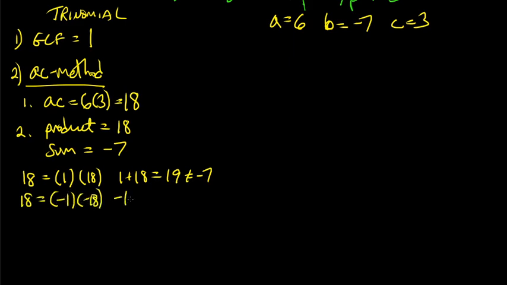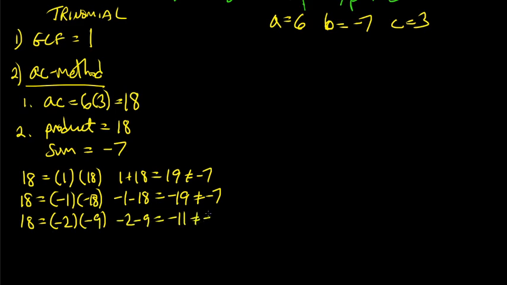Now when you add them, negative 1 plus negative 18, you get negative 19, which is still wrong. It's not negative 7, but now at least they're both negative. Got it? Okay, so now we want both negative numbers. Now if we divide by negative 2, we get negative 9. So negative 2 plus negative 9 is negative 11, which is still not negative 7. No match.